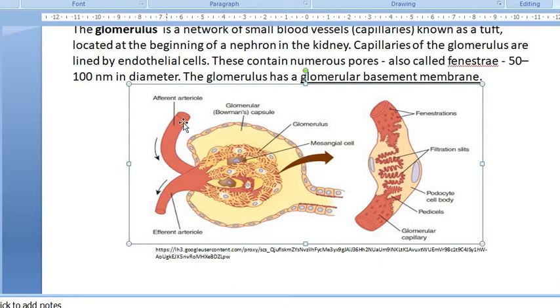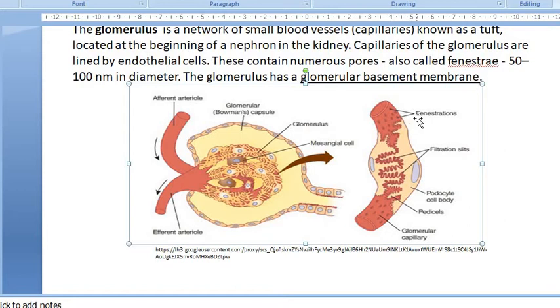This is the afferent arteriole which carries the blood to the Bowman's capsule. This same blood vessel gets further divided into numerous blood vessels, small blood capillaries. The structure of these capillaries is shown here.